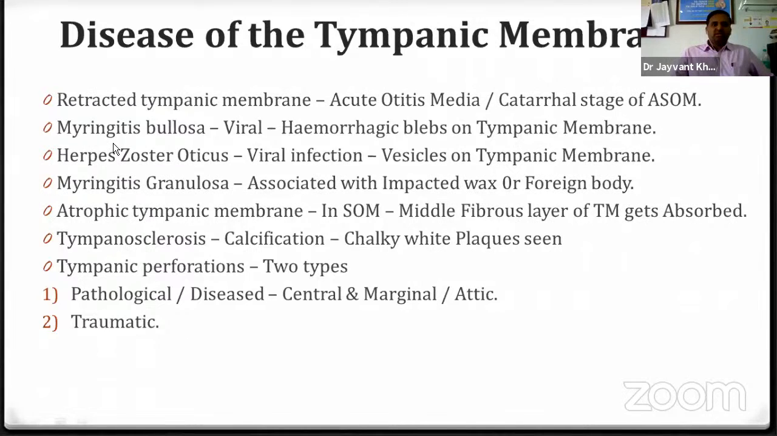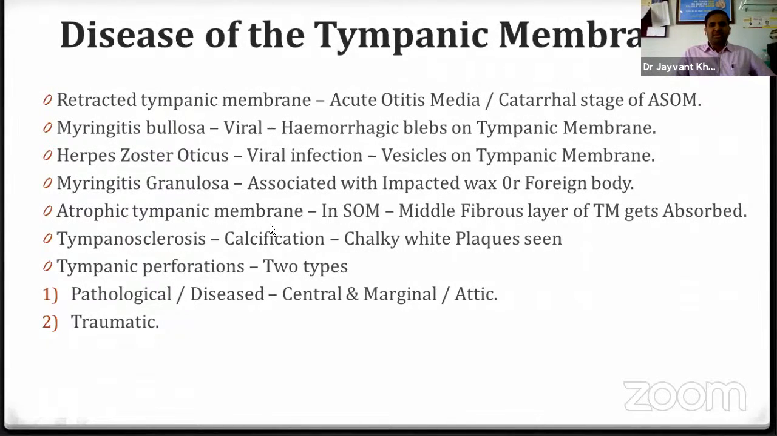Then the second one, myringitis bullosa. It is a viral infection. Hemorrhagic blebs are present on the tympanic membrane. Herpes zoster oticus is also a viral infection, with vesicles on the tympanic membrane. Myringitis granulosa is associated with impacted wax or foreign body.